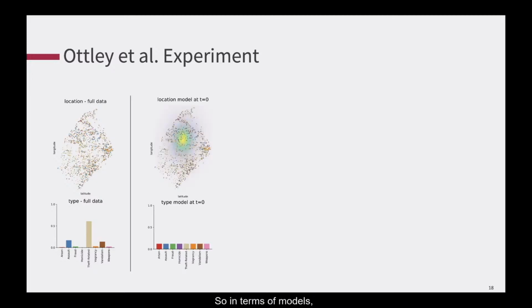So in terms of models, at first, our models are not informative. In other words, in terms of location, the models do not know where the user is going to be looking, and the type models are uniform across all types of crimes.